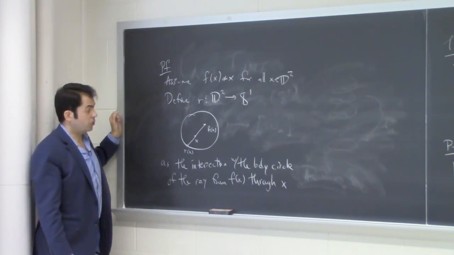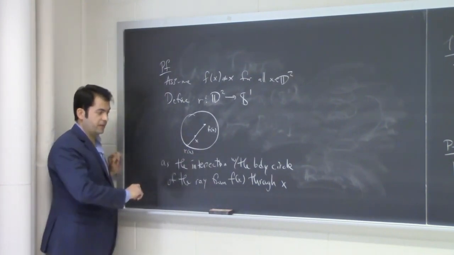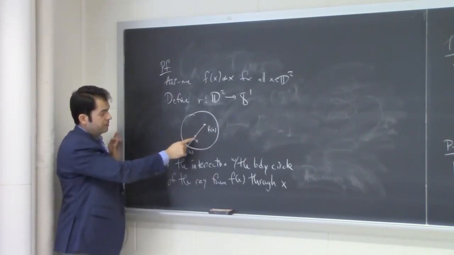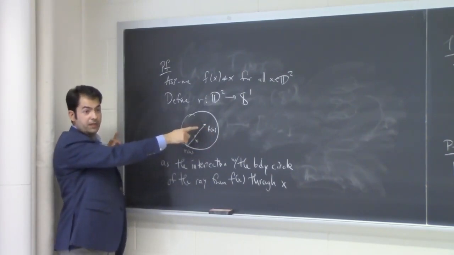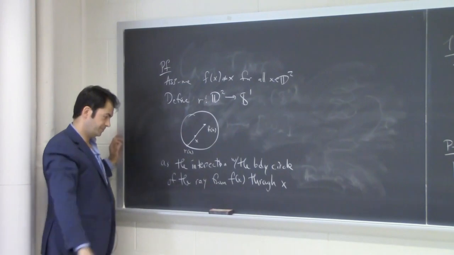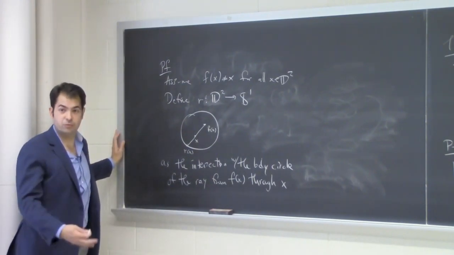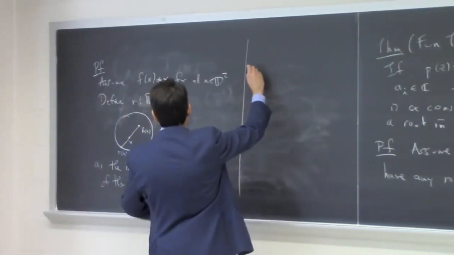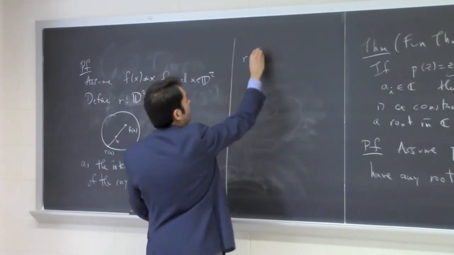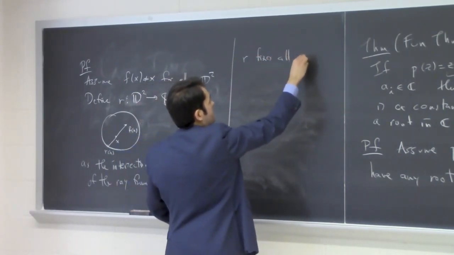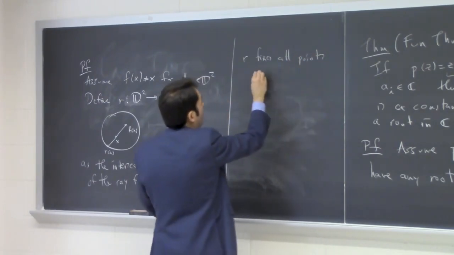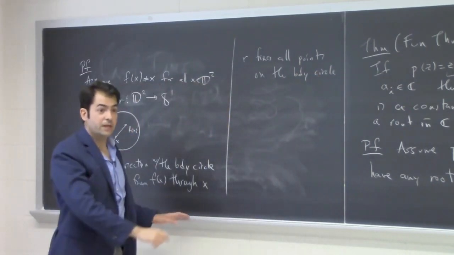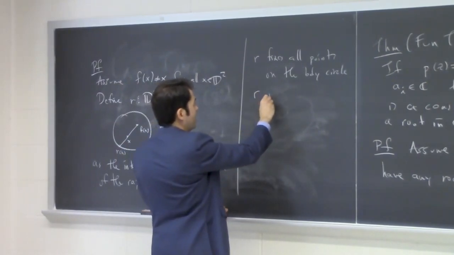OK? So it's easy to see that R of x is continuous. Because if you were to move x a little bit, then by continuity of f, that's just going to move f a little bit. And then the ray is only going to move a little bit. So I'll let you write down details if you feel so inclined. But here's an important property of the way we defined it: R fixes all points on the boundary circle. Right? So in terms that we talked about before, R is actually a retraction.